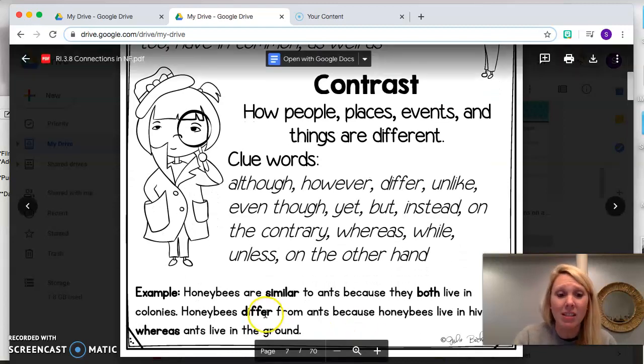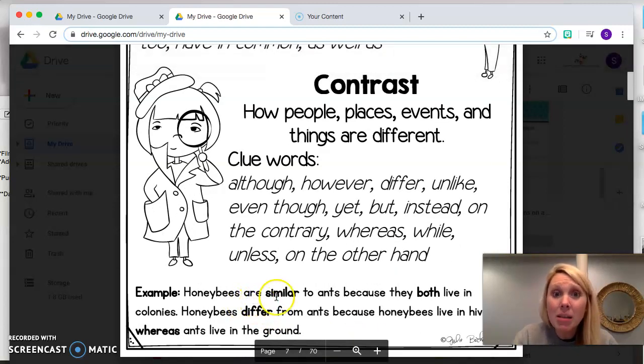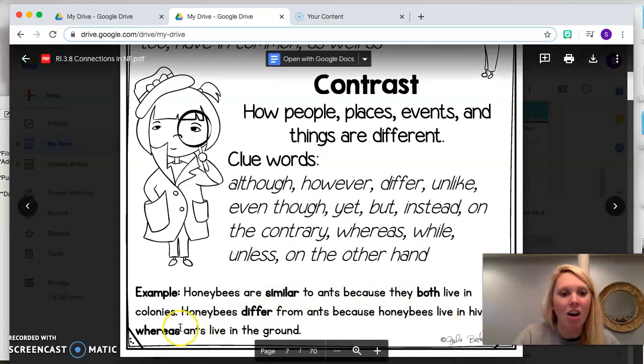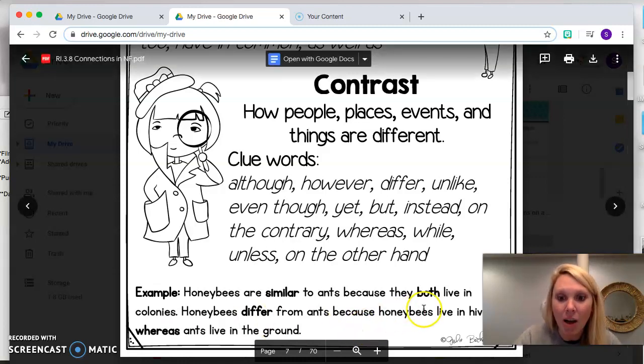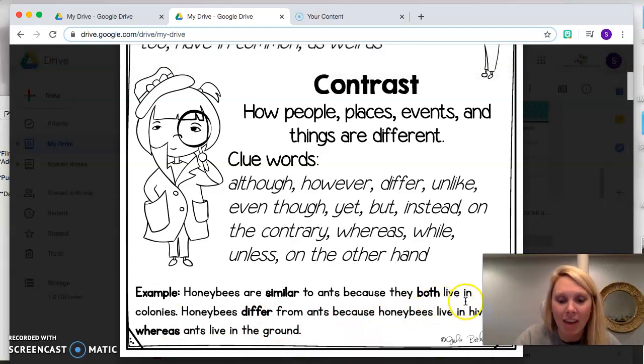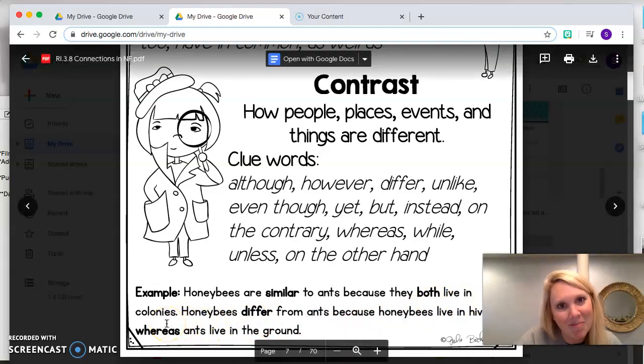Well, the first sentence says, honeybees are similar to ants because they both live in colonies. Well, that first sentence tells me that the author is comparing the honeybee to the ant and telling me how they are the same because of the words similar and both mean same. Well, how does the author tell you that they're the same? Well, right here, they both live in colonies.